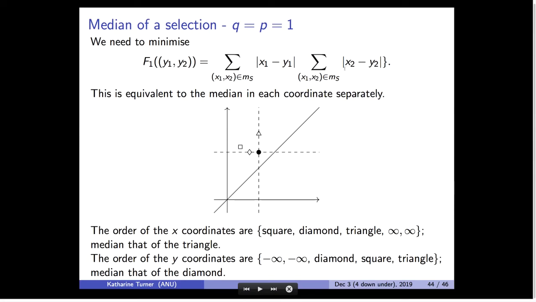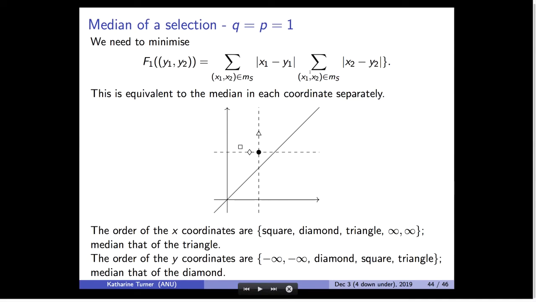So x or y is an unfortunate choice. The first coordinate, second coordinate, but it means that we're effectively doing a median for each coordinate separately. I can take this problem, which was a 2D problem, and make it 2 separate 1D problems, which is a much easier thing to compute.